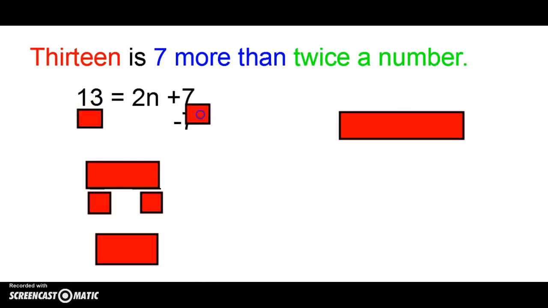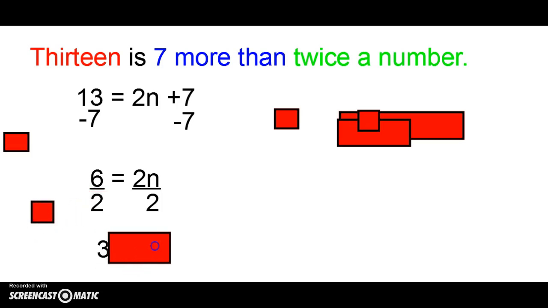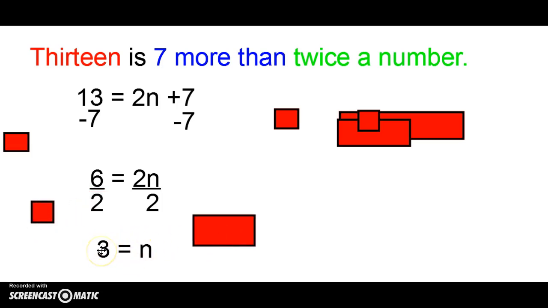And then again, to solve, we'd subtract 7 on both sides. This would cross out. Here we go. So 6 equals 2n. Divide by 2. n equals 3.